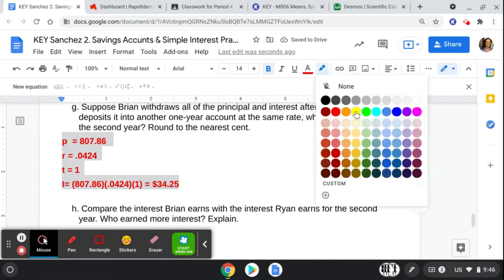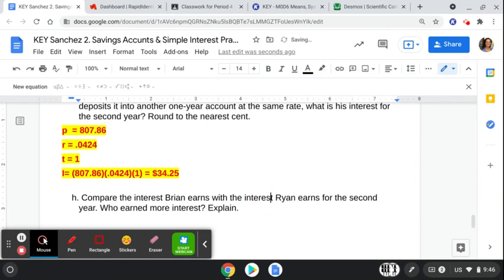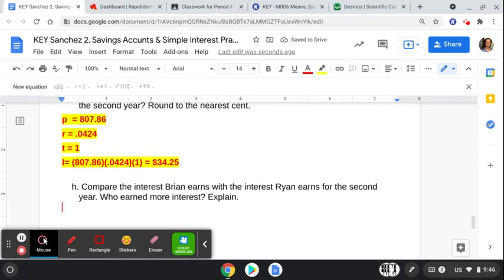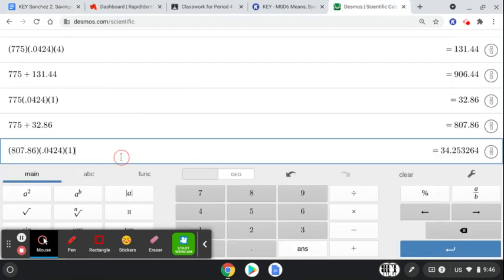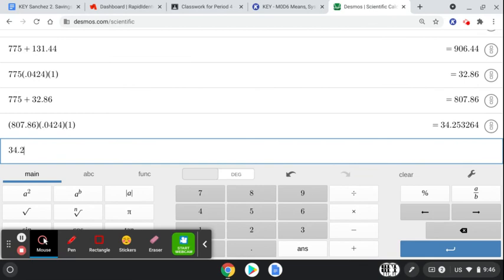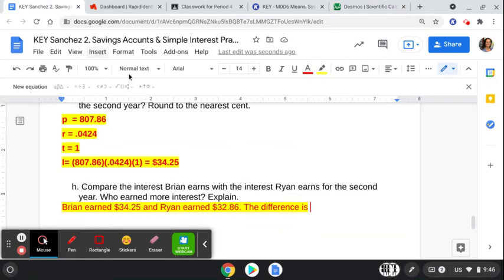And so it says to compare the interest that Brian earns with the interest that Ryan earns for the second year. Who earned more interest? So Brian earned 34.25 and Ryan earned 32.86. So let's go see what the difference is. $1.39. Now you might be thinking, who cares, $1.39?